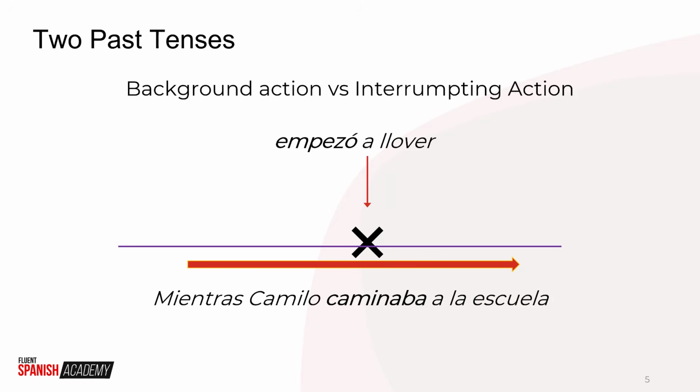Okay, let's draw this out. The X here shows the specific action that interrupts the background action. So the X in this case is in the preterit, and it's used to say empezó a llover. It suddenly started raining. Now, the imperfect is used for our background action, which in this example is mientras Camilo caminaba a la escuela. So our walking action, which is taking time, is interrupted suddenly by the started to rain action. The background action is something that sets up the scene. Camilo was walking, Camilo caminaba, and then another specific action occurs. It started to rain. Empezó a llover.